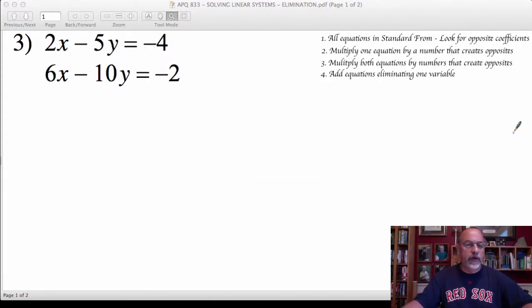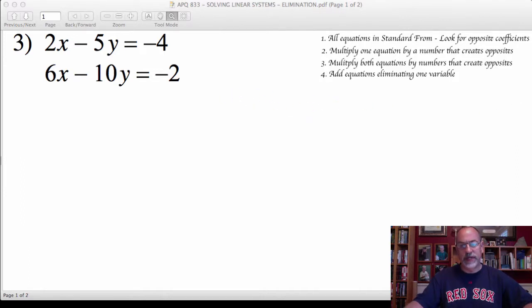Looking at number 3 on our worksheet, we are again going to follow our steps. So we're going to look and make sure our equations are in standard form, which they are. We're going to look for opposites. 2 and 6 for the x's are not opposites. 5 and 10 are not opposites either. So I want to look for a number that I can multiply by in order to create opposites.